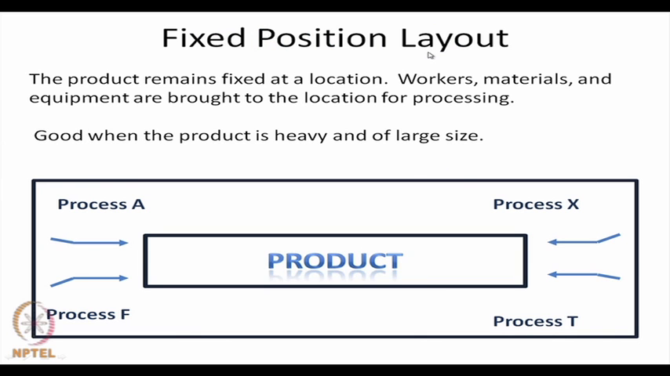Fixed position layout. Normally, very heavy and large size products such as a ship or an aircraft, they are very large and very heavy. So, normally they are put in one place and different processes serve the production need for the product. So, this is a fixed position layout. Workers, materials and equipment are all brought to the location for processing the product.